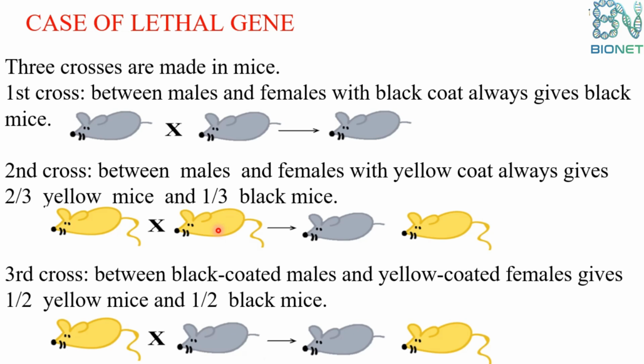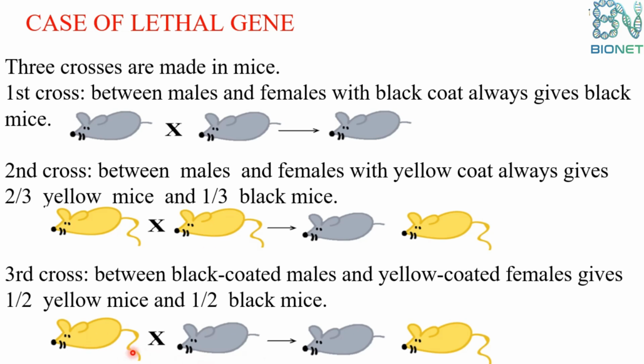Why is it not expressed in the parents? Because the allele determining the yellow color is dominant. It masks the allele determining the black color. So the appearance of this black mouse indicates that the allele determining the black color is hidden in the parents. It is masked by the yellow allele. So the yellow allele is the dominant allele and the black allele is the recessive one.